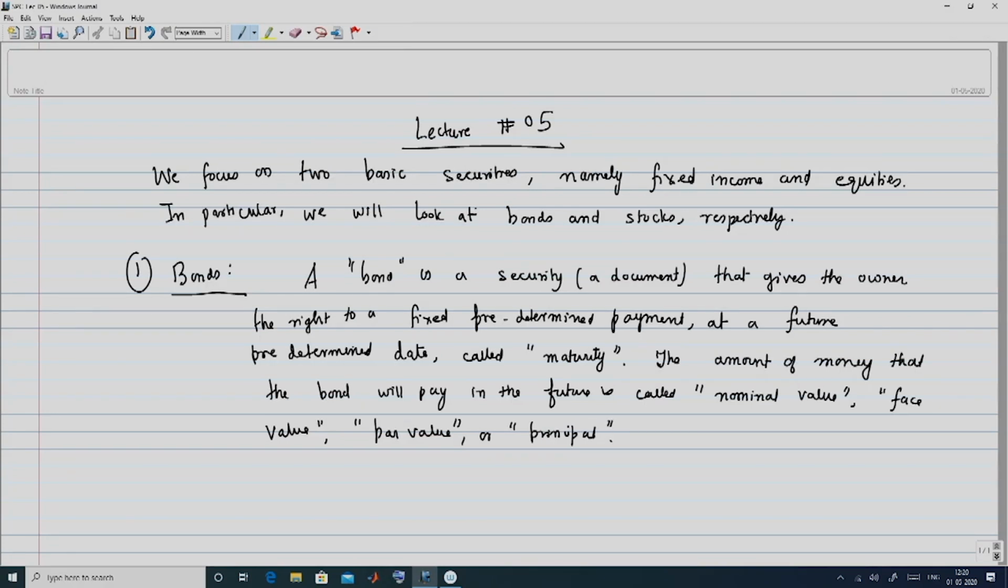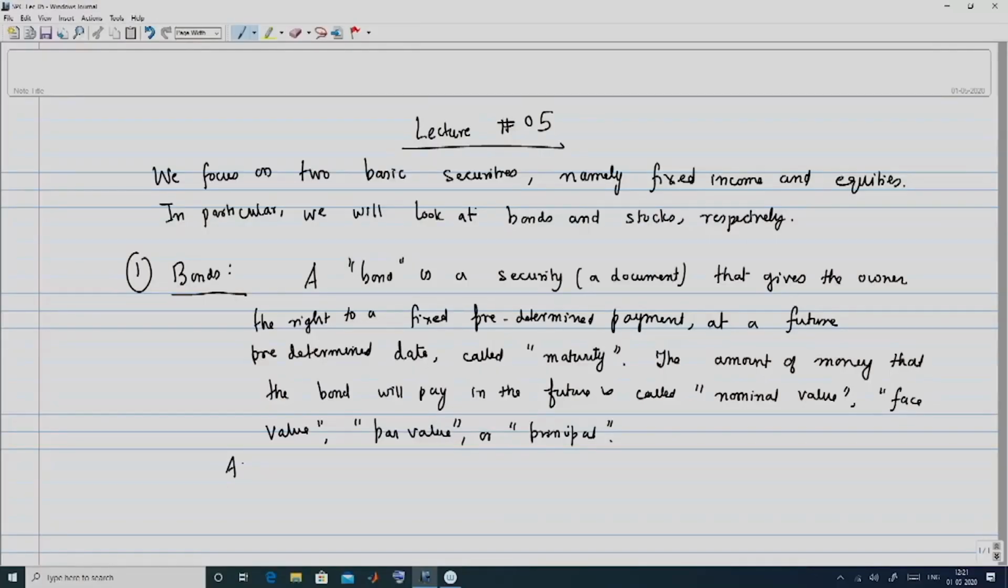So, just to recapitulate, what is a bond? A bond is essentially a security or a document wherein the owner of the bond is entitled to a predetermined payment, that means it is specified at the time of purchase of the bond, at a future time which is also fixed. This future time at which the payment is received by the owner of the bond is what is known as the maturity of the bond, and the payment received at maturity has several nomenclatures, some of which are nominal value, face value, par value, or simply the principal.